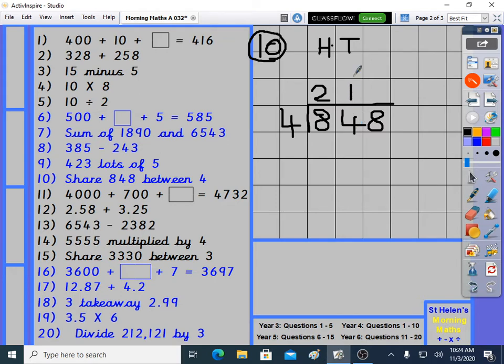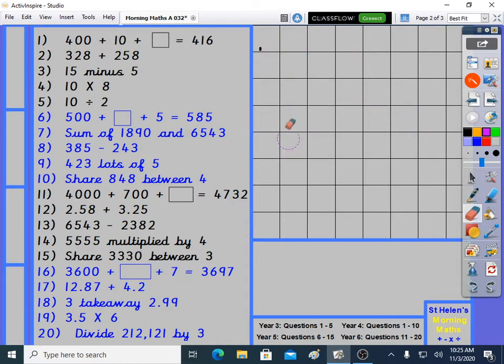But we're writing 1. We're writing 10. How many 4s in 8 units? 4 8 is 2. So how many 4s in 800? 200 4s. How many 4s in 40? 10 4s. How many 4s in 8? 2 4s. That's how it works. Anyway, the answer is 218. And we're on to question 11.